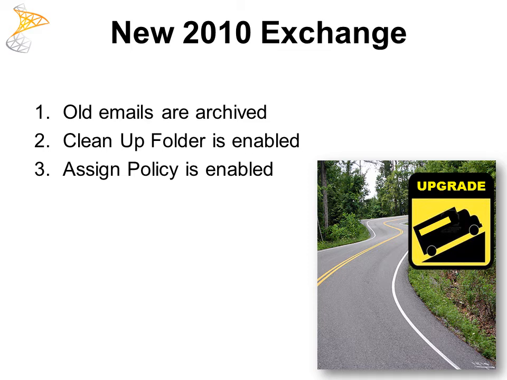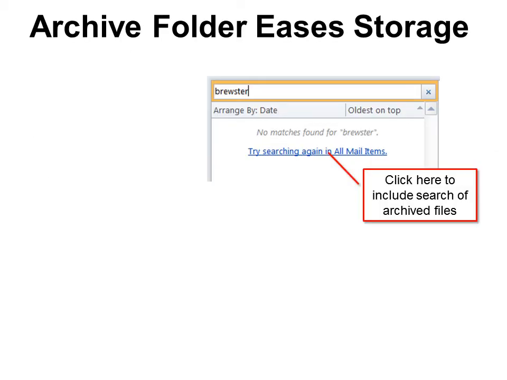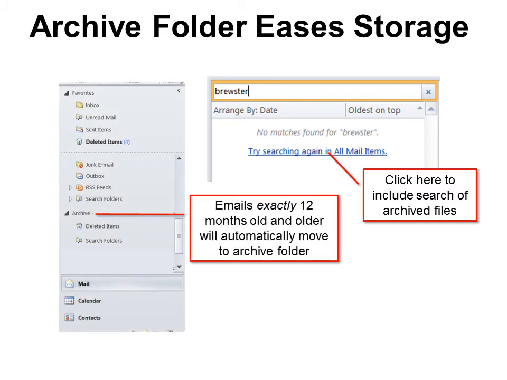And we have our company has been upgraded in the United States, and as a result, these are all available here now. For example, old emails will be archived. Now, the policy that my company is putting on is exactly 12 months old and older will automatically move to an archive folder. You may have a different policy depending on where you work, etc.